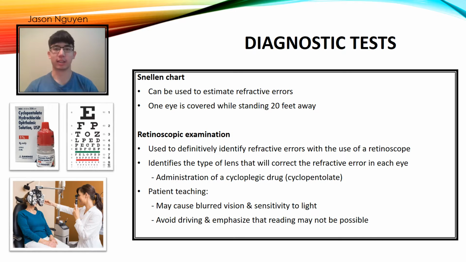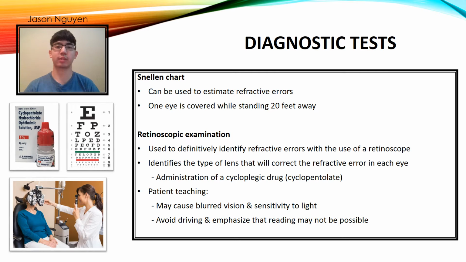Hi, my name is Jason, and I'll be talking about diagnostic tests. Some common diagnostic tests that can be used to determine if there is refractive error include the use of a Snellen chart or retinoscopic examination. The Snellen chart is found in almost every clinic and eye doctor's office, where refractive errors can be estimated, but can be definitely identified with the use of a retinoscopic examination.